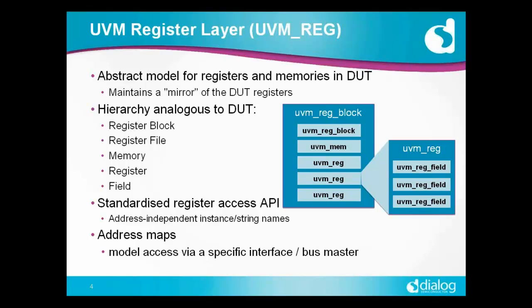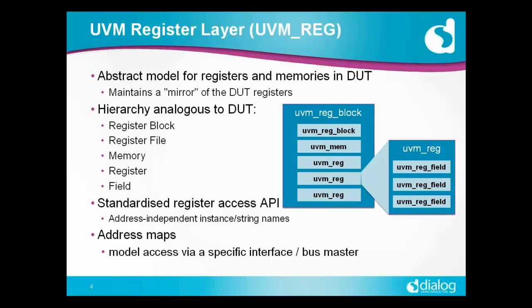It maintains a mirror of the DUT registers. So it's mirroring the behavior of the DUT registers based upon observations around the bus of the DUT or other side effects that you might bolt into your reference model. So the hierarchy inside the UVM Reg that's available to you is that you can build a hierarchy within there that's analogous to the DUT.